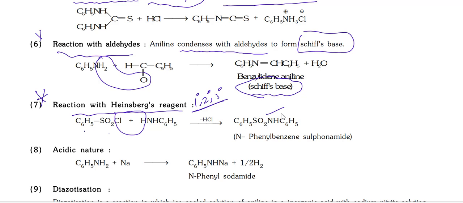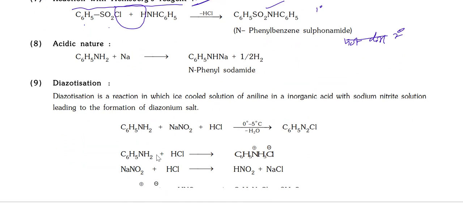Now this one can dissolve in the base, so it is the primary amine. If it is not dissolved in the base, then that is the secondary amine. If there is no reaction, then that is tertiary.